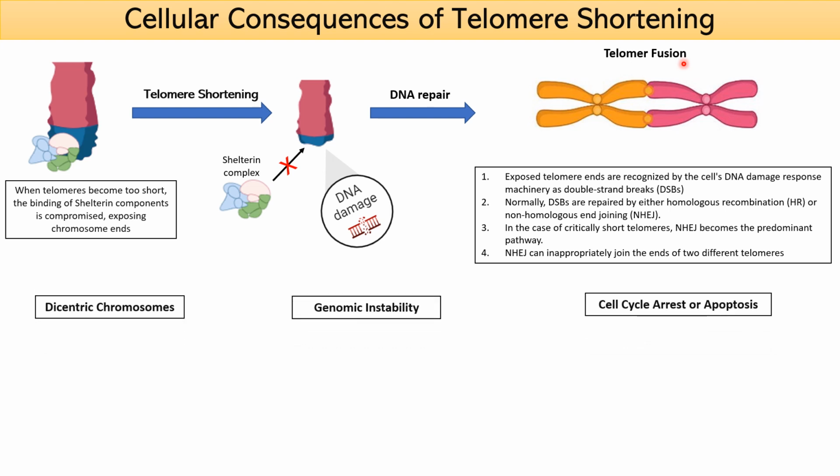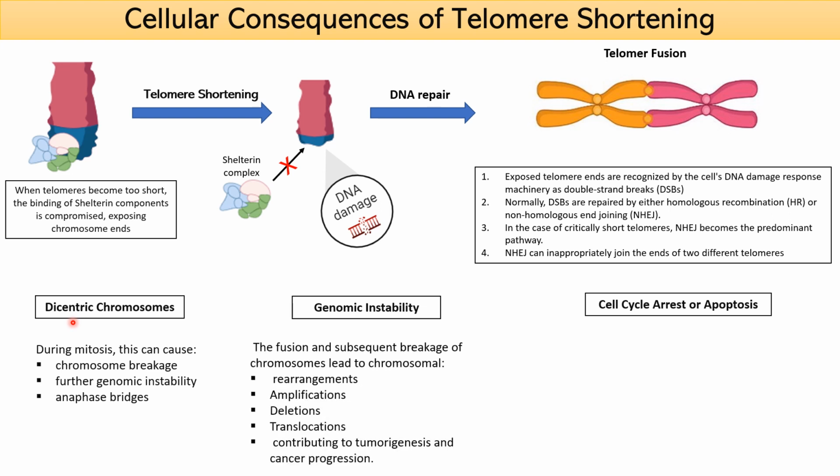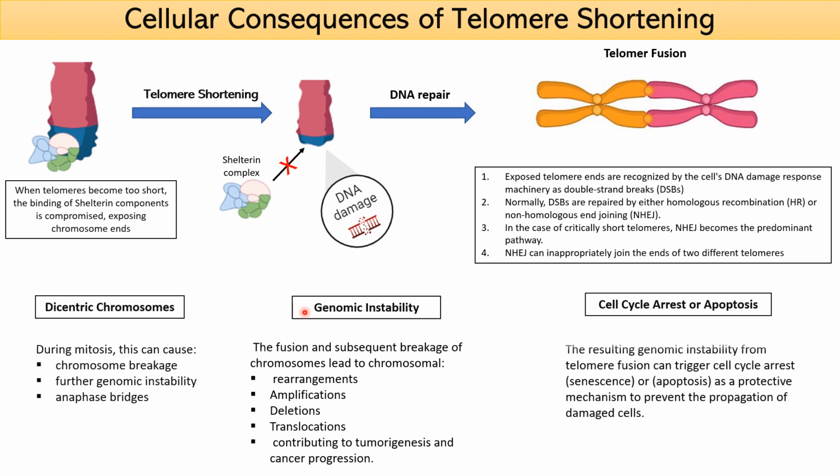So what are the consequences of such a problem? First of all, it forms dicentric chromosomes, and during mitosis, dicentric chromosomes can result in chromosome breakage, further genomic instability, or anaphase bridges. Also, it can lead to genomic instabilities such as chromosomal rearrangement, amplification, and deletions. Also, it can lead to cancer. And the formation of such telomeric fusion might also result in cell apoptosis as a protective mechanism to prevent the progression and the division of such a damaged cell.